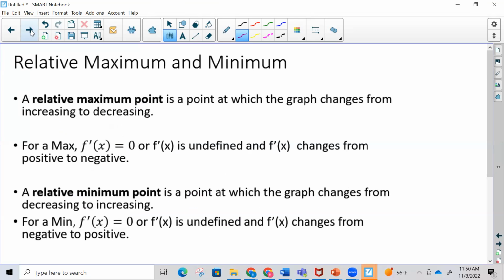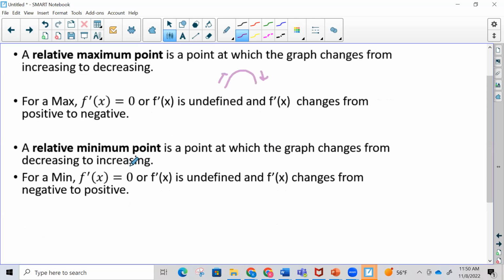Okay, and then we have relative min or max. Again, they sometimes say local, it's the same thing. A relative max point is a point where the graph changes from increasing to decreasing. For a max, the derivative at the max is going to be 0 or undefined, and your slope f prime is going to change from positive to negative. Anytime it's a max, your slope is changing from positive to negative because it was going up and then it's going down.